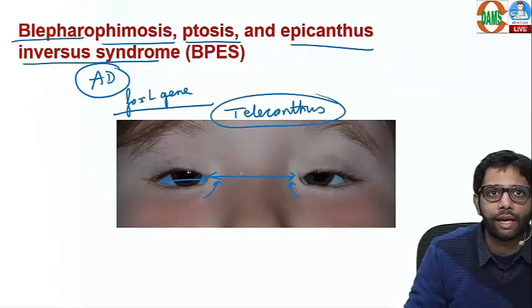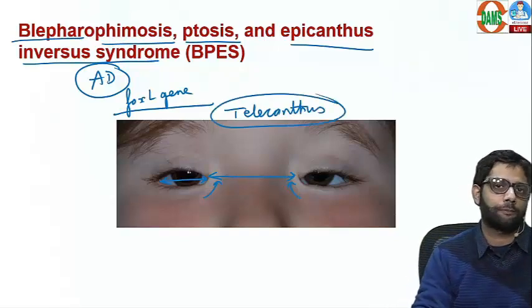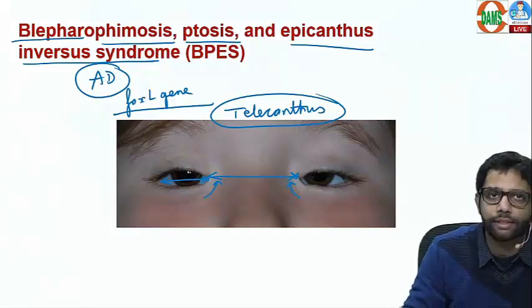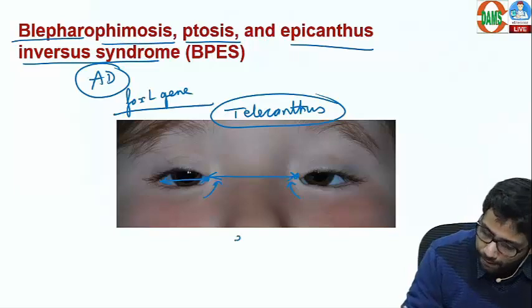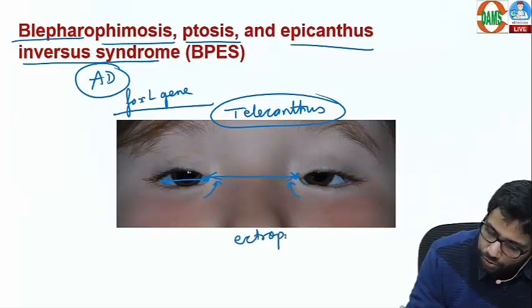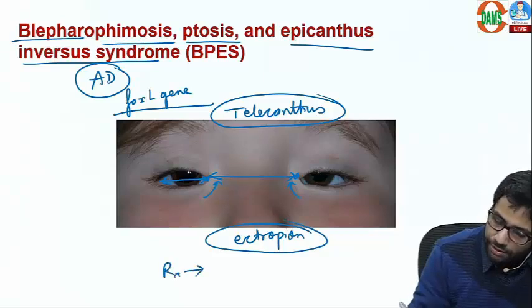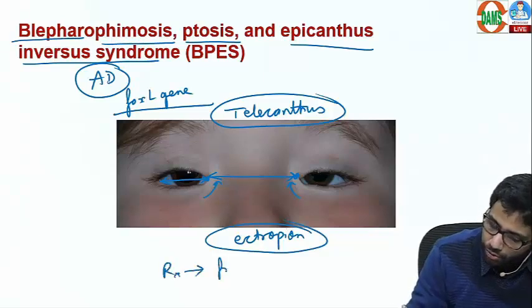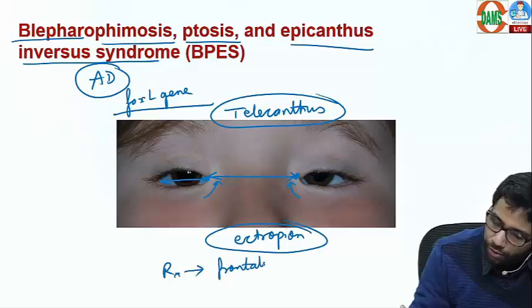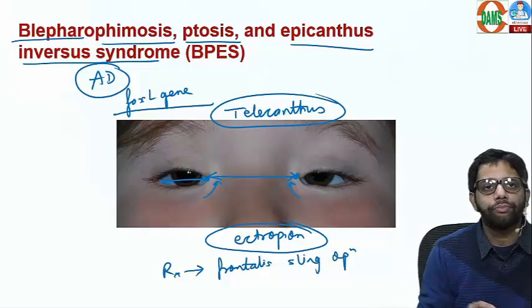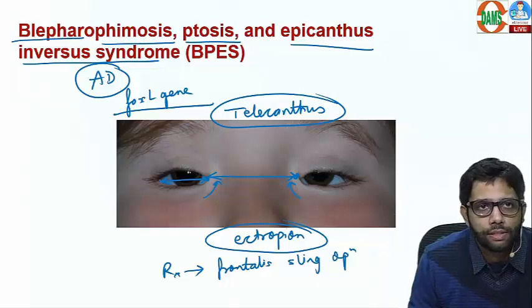Increase in the intercanthal distance is telecanthus. This is the medial canthus of both. Ectropion can also be a feature of this BPES. Very severe ptosis is usually there. So the treatment for severe ptosis, you already know, is frontalis sling operation. Short note on BPES syndrome.